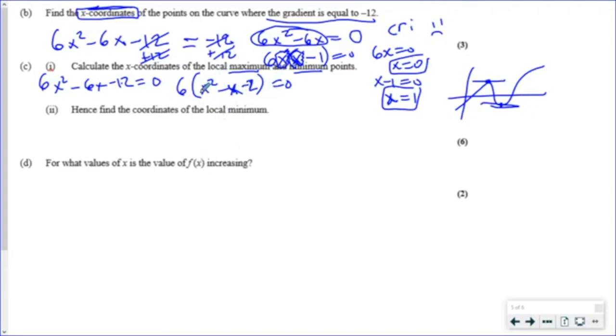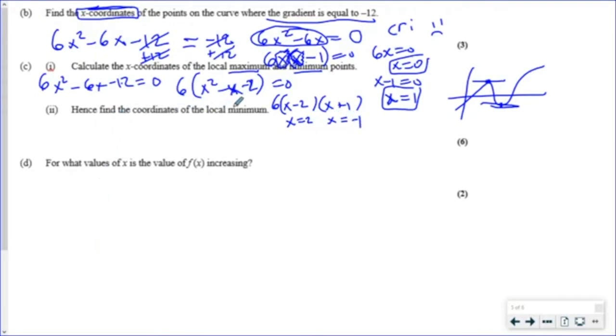What times what gives me negative 2, and when I add it up, I get negative 1. So I'm left with this 6, and then I have this x, x. What goes here? What times what gives me negative 2, and adds up to negative 1? Oh, minus 2 plus 1. Yay! So here my answers for this one are x equals 2, x equals negative 1.